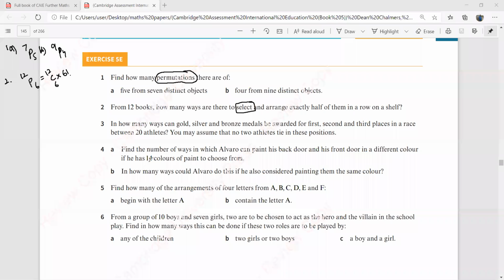Next we have, in how many ways can gold, silver, and bronze medals be awarded for first, second, and third places in a race between 20 athletes? There are 3 different prizes for 3 different positions out of the 20 athletes. So what should be the answer for this third one? 20P3. Okay, what if the first 3 positions had to be given gold medals? Then how many arrangements could there be?